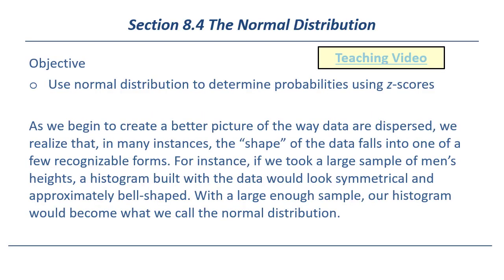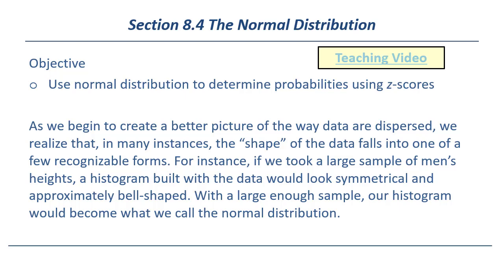Welcome to our discussion on the normal distribution. You can see that our objective here is to use the normal distribution to be able to determine probabilities as z-scores. And this will help us see a better picture of the way our data is dispersed or spread out. In many instances, the shape of our data falls into one of very few recognizable forms.